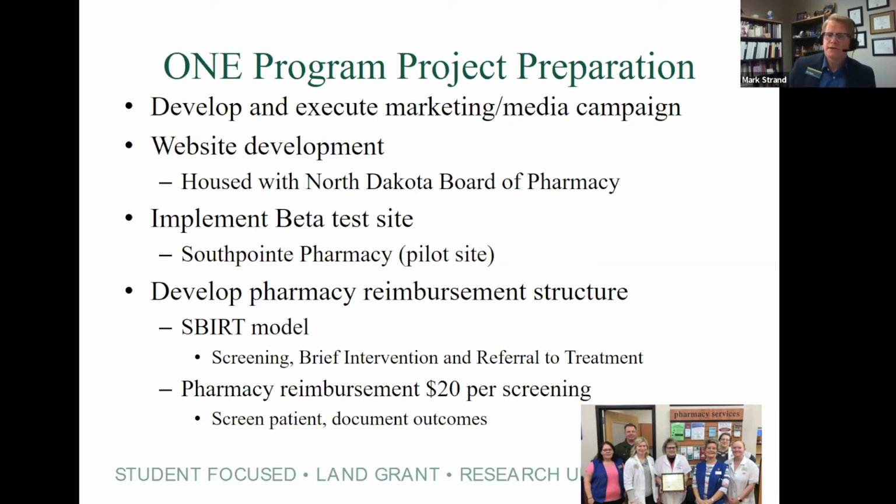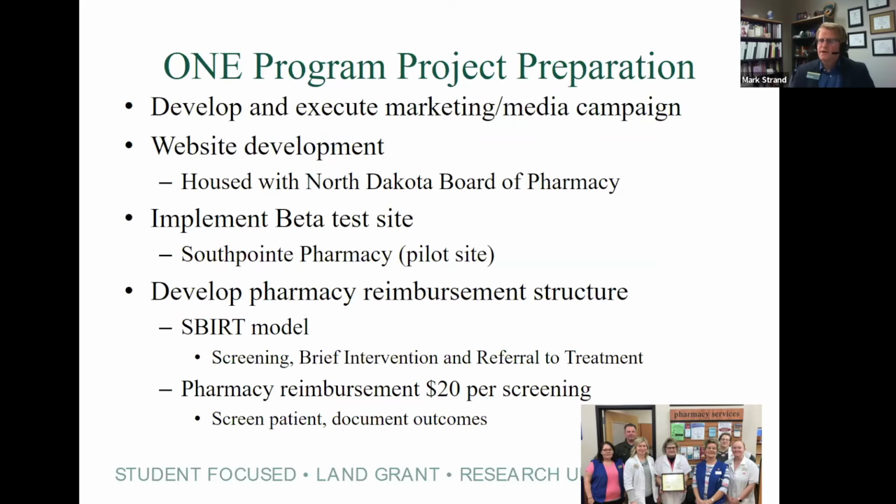We implemented a beta test site first so that we could evaluate efficacy and impact on workflow and pharmacists' acceptability of it. That allowed us to also then develop a reimbursement structure using the SBIRT model, that is screening, brief intervention, and referral to treatment, that's often been used with regard to alcohol misuse, which allowed us to then create a program that reimburses pharmacists $20 per screening.